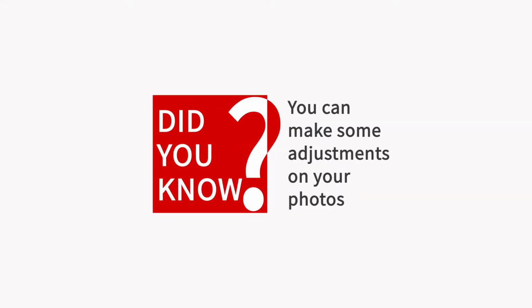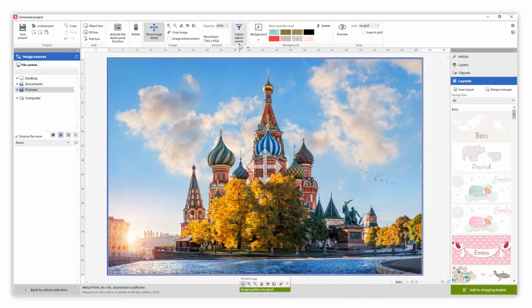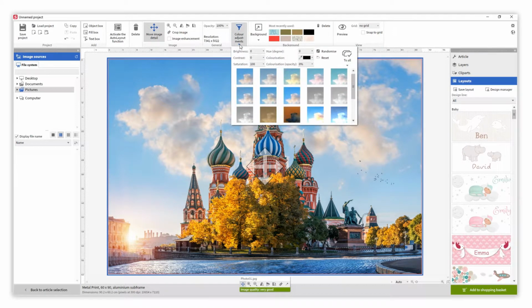Do you know you can make some adjustment on your photos with Saal Design software? First, select the photo you want to retouch and go to Color Adjustment. You will see there are plenty of options.